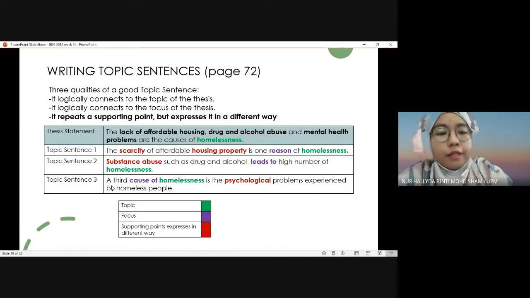All right, and then the third topic sentence will be: a third cause of homelessness is the psychological problems experienced by homeless people. So we have the word cause of, and then psychological. In the thesis statement, we use the word mental health problems. In your topic sentence, you express it in a different way, you use the word psychological. But in general, it still ties to the thesis statement. It all brings back to the thesis statement.